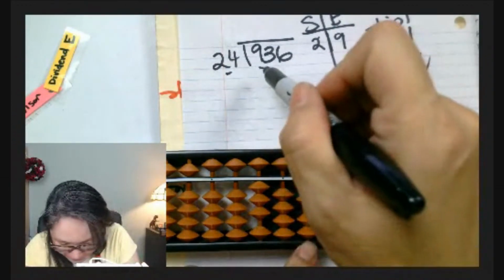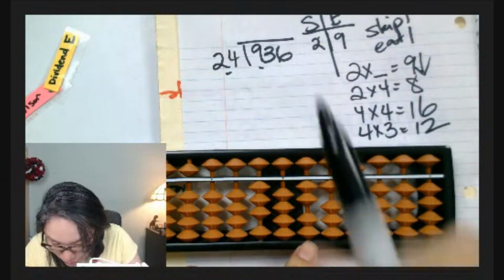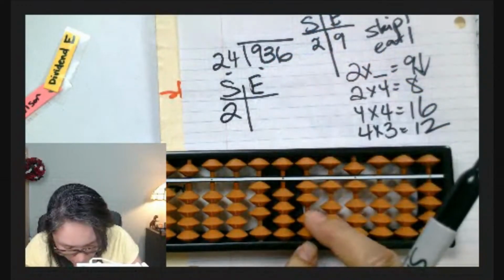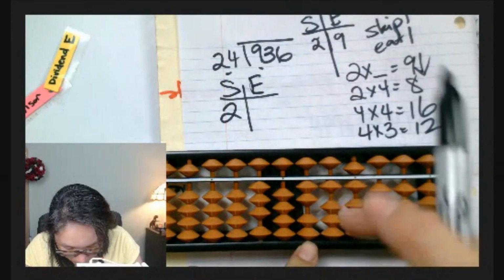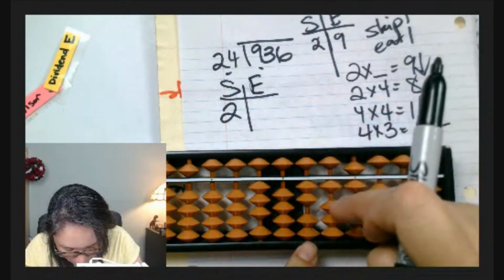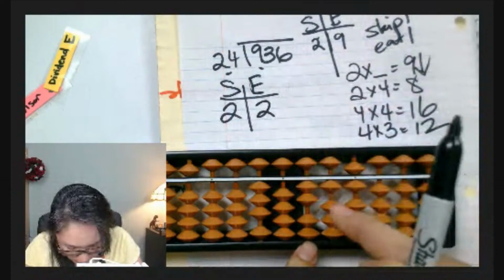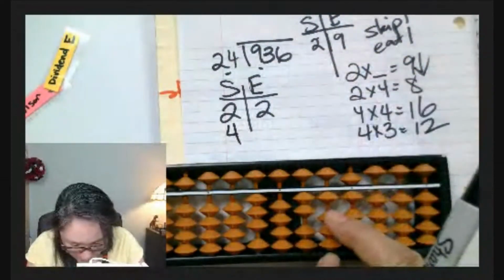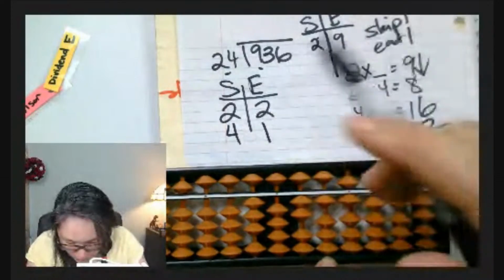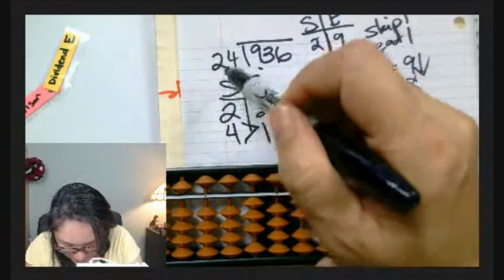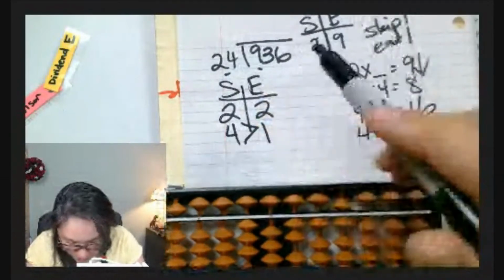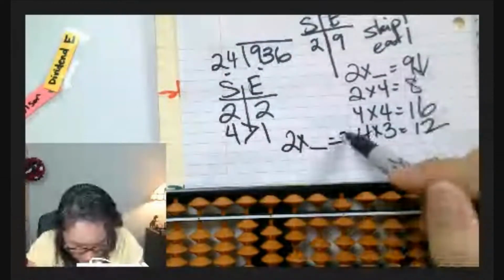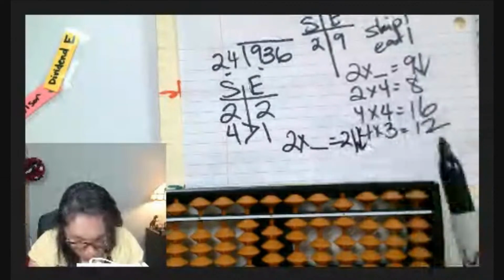Okay, got it. So now we're going to compare again. S and E. 2 or can't do it. They were the same, so you got to go to the next one over. We have a 4 and a 1. So this is bigger. So if this is bigger, then the question is 2 times what is equal to 21 or less? 21 or less. Why are we doing that?